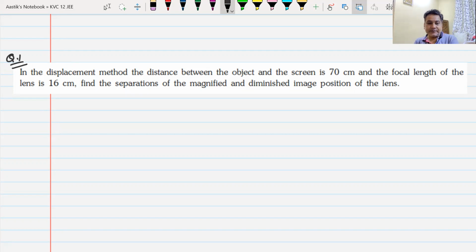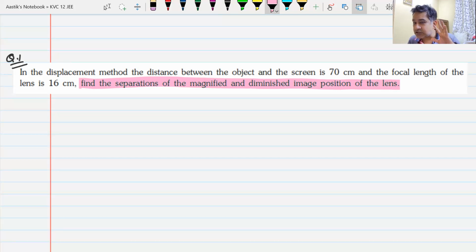In the displacement method, the distance between the object and the screen is 70 centimeters. The focal length of the lens is 16 centimeters. Find the separations of the magnified and the diminished image position of the lens. Remember, one of the images would be magnified and one would be diminished. You've noted down the formula of the two magnifications. One of them is obviously greater than one, and the other is obviously less than one.